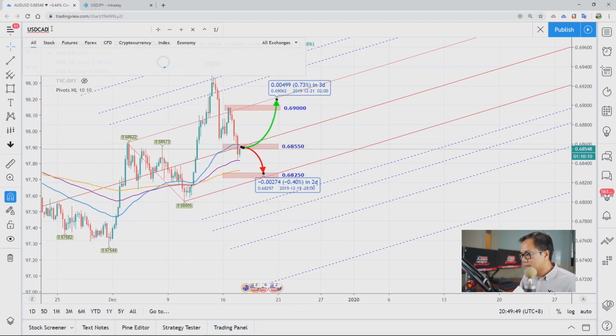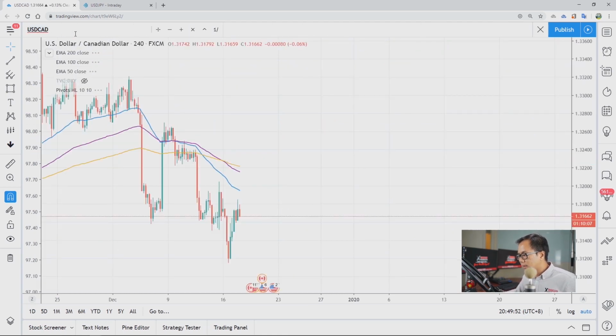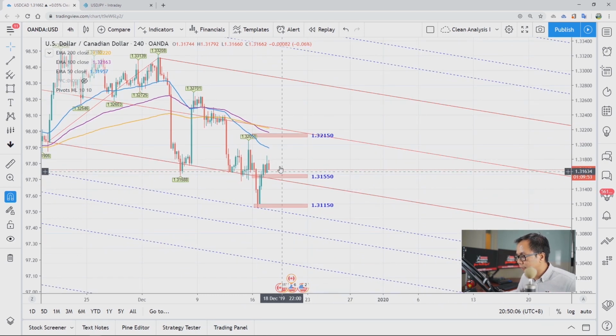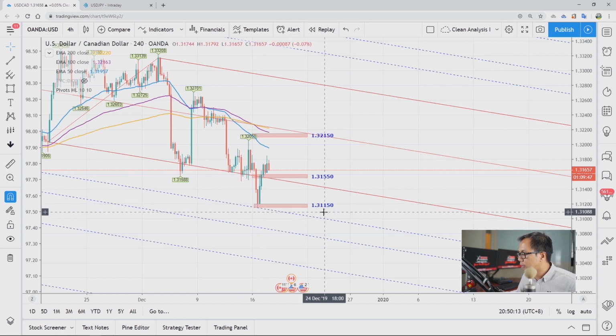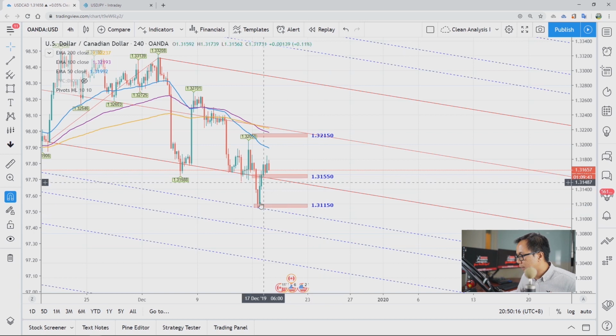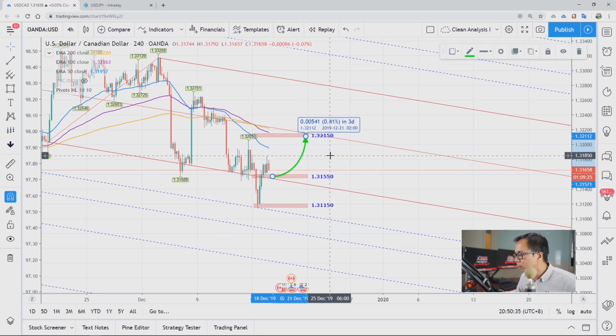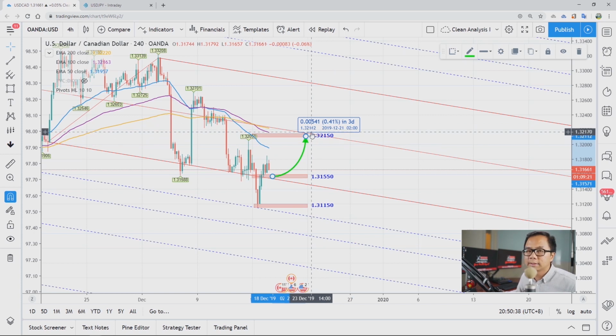And we have the loonie, dollar loonie. Let's have a look. We saw a break of the support level this week, but it will retest the support level, and the next support level is 1.31150. It has broken, but it rebounded on the support level and is already entering the channel. What we expect from this trade, the next level to look into is the resistance level at 1.32150.